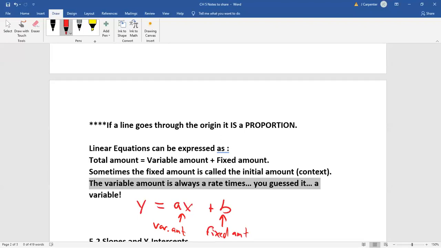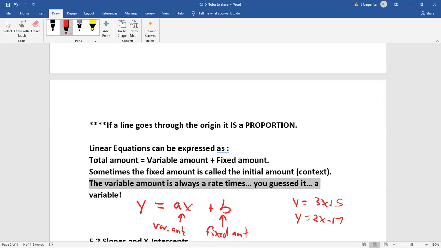Now this letter a, sometimes we call it m for slope because we said the variable rate is the slope. But we're saving that for the next section. So again, we're going to be writing equations like this. So something like y equals 3x plus 5. 3 would be the rate, 5 would be the fixed amount. Or y equals 2x minus 17. So 2 would be the rate and 17 would be the fixed amount, which would actually be like a bonus kind of because it's minus.